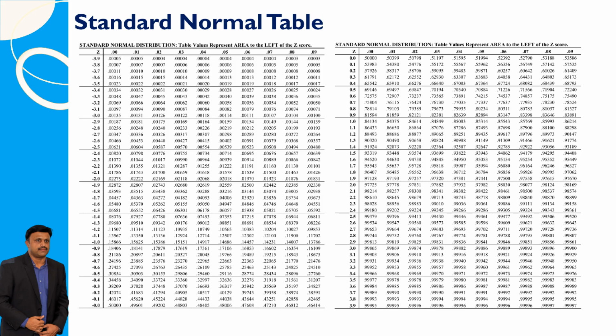Standard normal table, also known as the z-table, provides the cumulative probabilities for the standard normal distribution. It shows the area under the curve to the left of a given z-score, which represents the probability of a value being less than or equal to that z-score. The table is used to find the probability associated with specific z-scores in hypothesis testing and confidence intervals, helping to determine how likely a value is to fall within a certain range in a standard normal distribution.